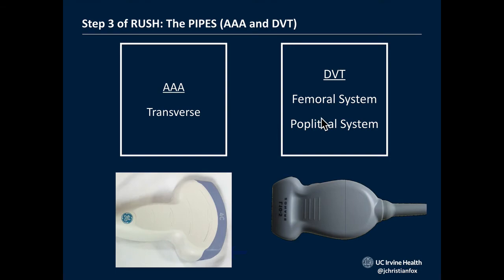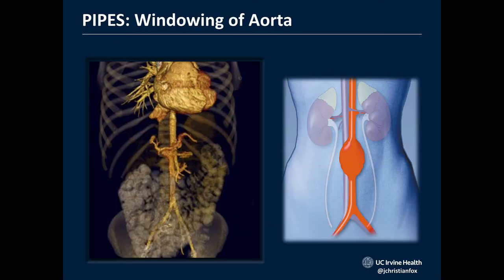And then for DVT, we're looking in the femoral system, the popliteal system, for a clogged pipe. And we're going to use a linear probe for that, generally speaking. And for the AAA, we like to use that big curvilinear footprint transducer, though you could use a phased array transducer here, and you could use a curvilinear over here if you needed to in a larger patient. But ideally, these are the two probes I like to use for both these indications.